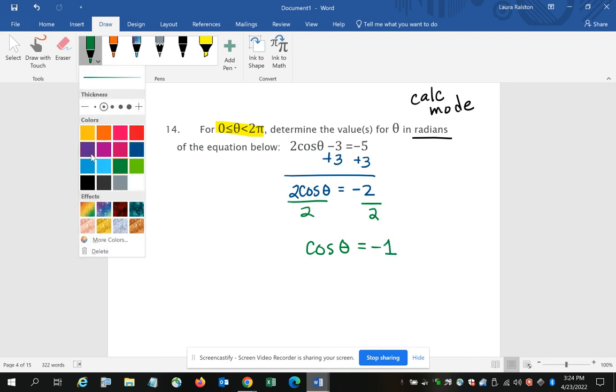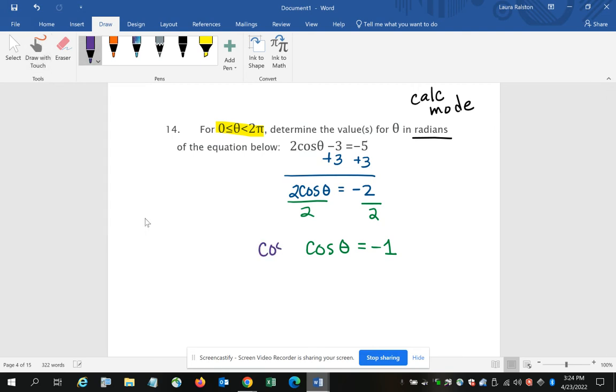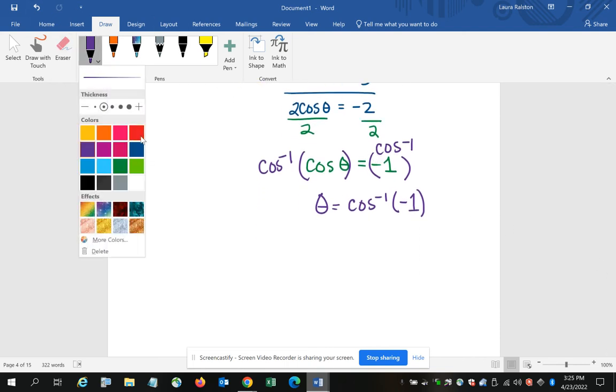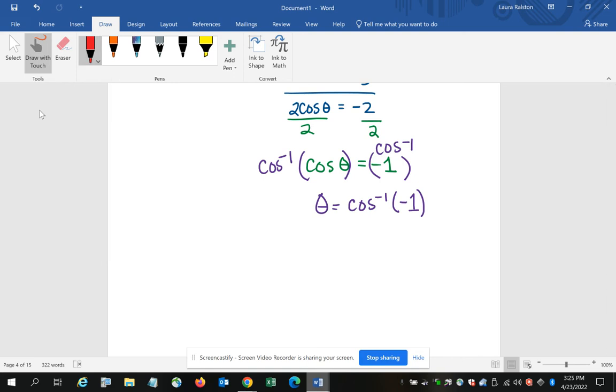Now, what we're really doing here at this point is we're going to use the arc function. We're going to use the arc cosine of both sides. So theta equals the arc cosine of -1. And when you see that, basically what you're being asked is where on the unit circle does the cosine equal -1?